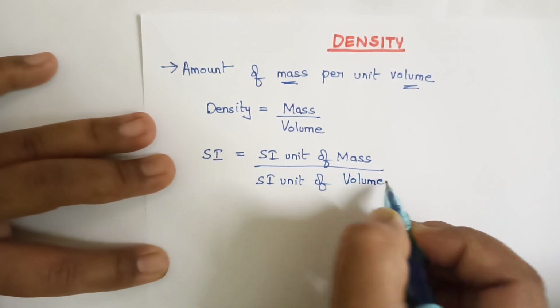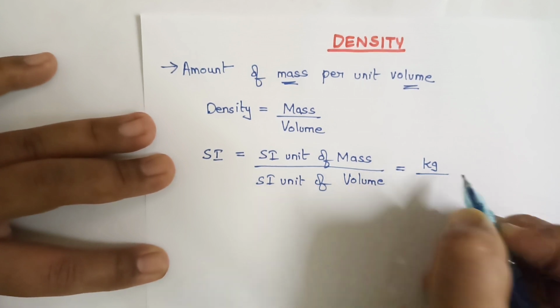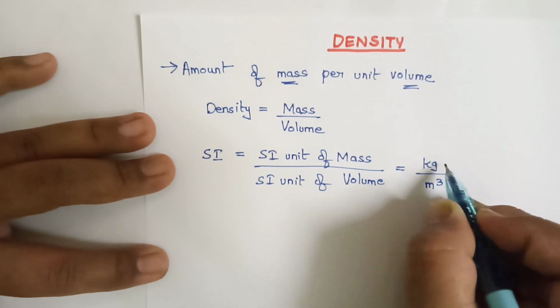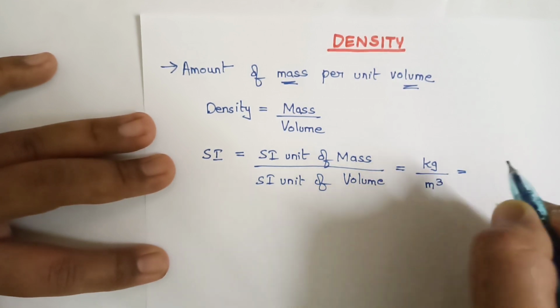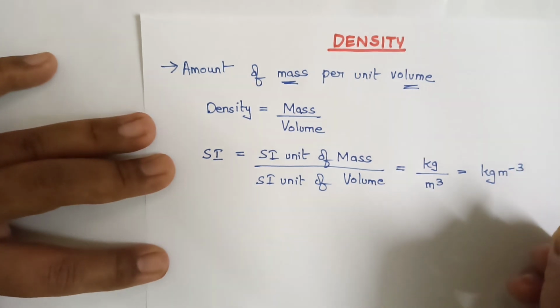Okay. Now what is the SI unit of mass? Kilogram. What is the SI unit of volume? Meter cube. When this 3 goes to the top, it becomes -3. So kilogram per meter cube.